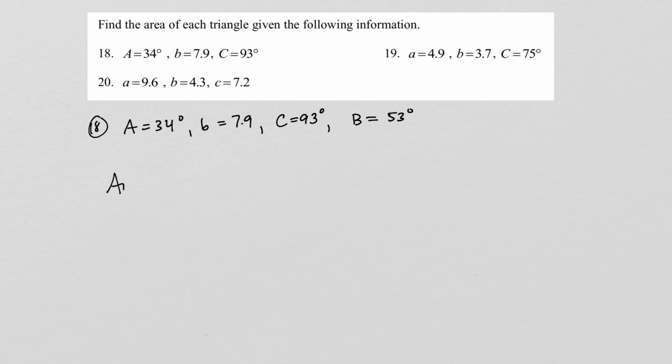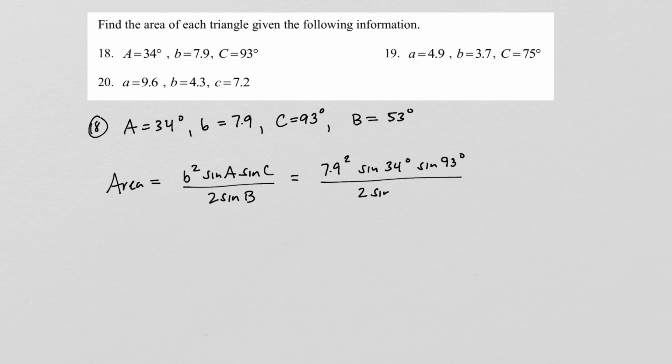Now, there is only one formula that involves all three angles of a triangle and one side. And that area formula is B squared sine A sine C divided by 2 sine of B. And then we just got to plug these in. So that's going to be 7.9 squared sine of 34 degrees, sine of 93 degrees, all divided by 2 sine of 53 degrees. And so this is essentially just a calculator problem.